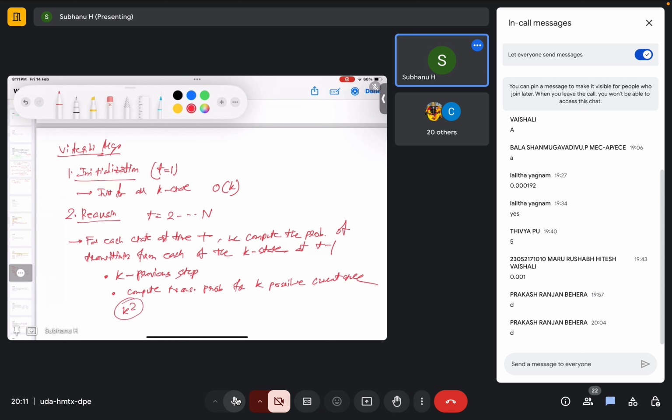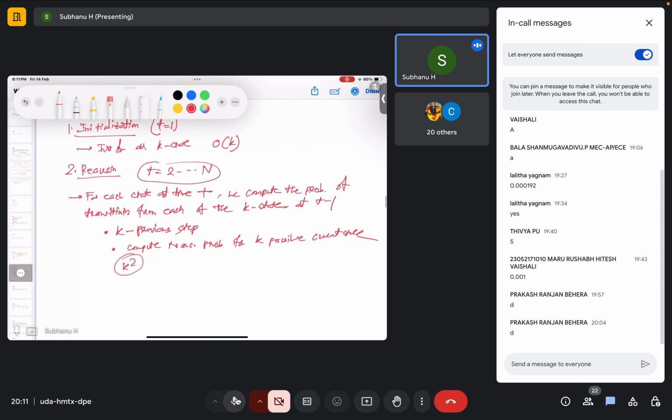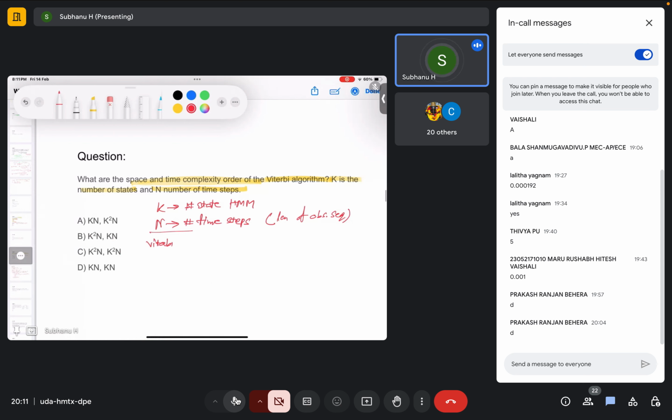Fine. Now you repeat it for n times. So that's why it will be n into k square. Got it? This is how you find out that your time complexity is k square into n. Okay.